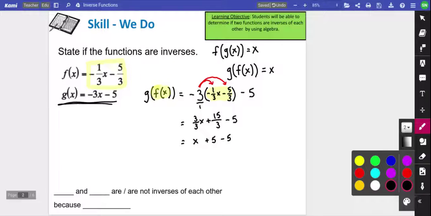I notice that these two numbers cancel each other out. 5 minus 5 equals 0. And this gives us x as our answer. Therefore, I can say that f of x and g of x are inverses of each other because g of f of x is equal to x.